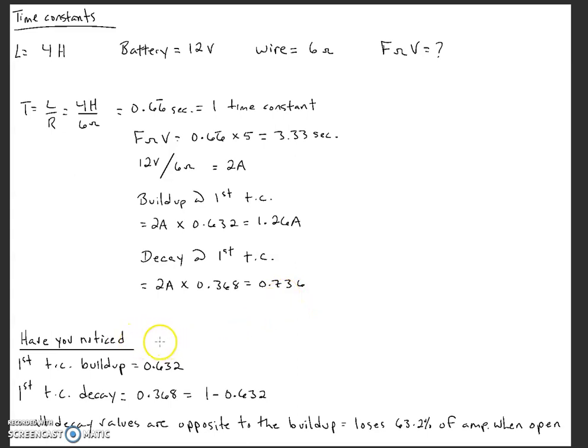Now, have you noticed? The first time constant buildup is 0.632. The first time constant decay is 0.368, which is 1 minus 0.632. So all the decay values are opposite to the buildup. When you apply power, it builds to 63.2 percent, and when you remove power, it loses 63.2 percent, and so on as far as the tables are concerned. I just wanted to cover that, and that is it for time constants and henries.